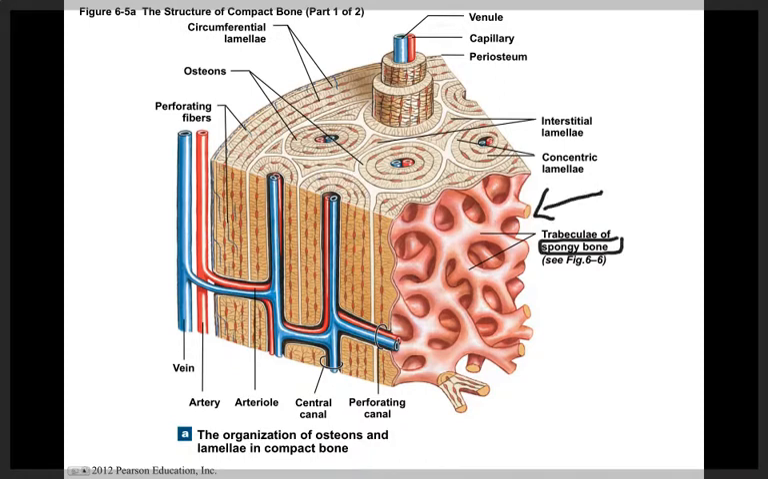Spongy bone is arranged differently. It does have the same characteristics. It has the matrix and it has the cells, but it's arranged in what's called trabeculae. These are more struts of bone that are not arranged in the concentric circles.